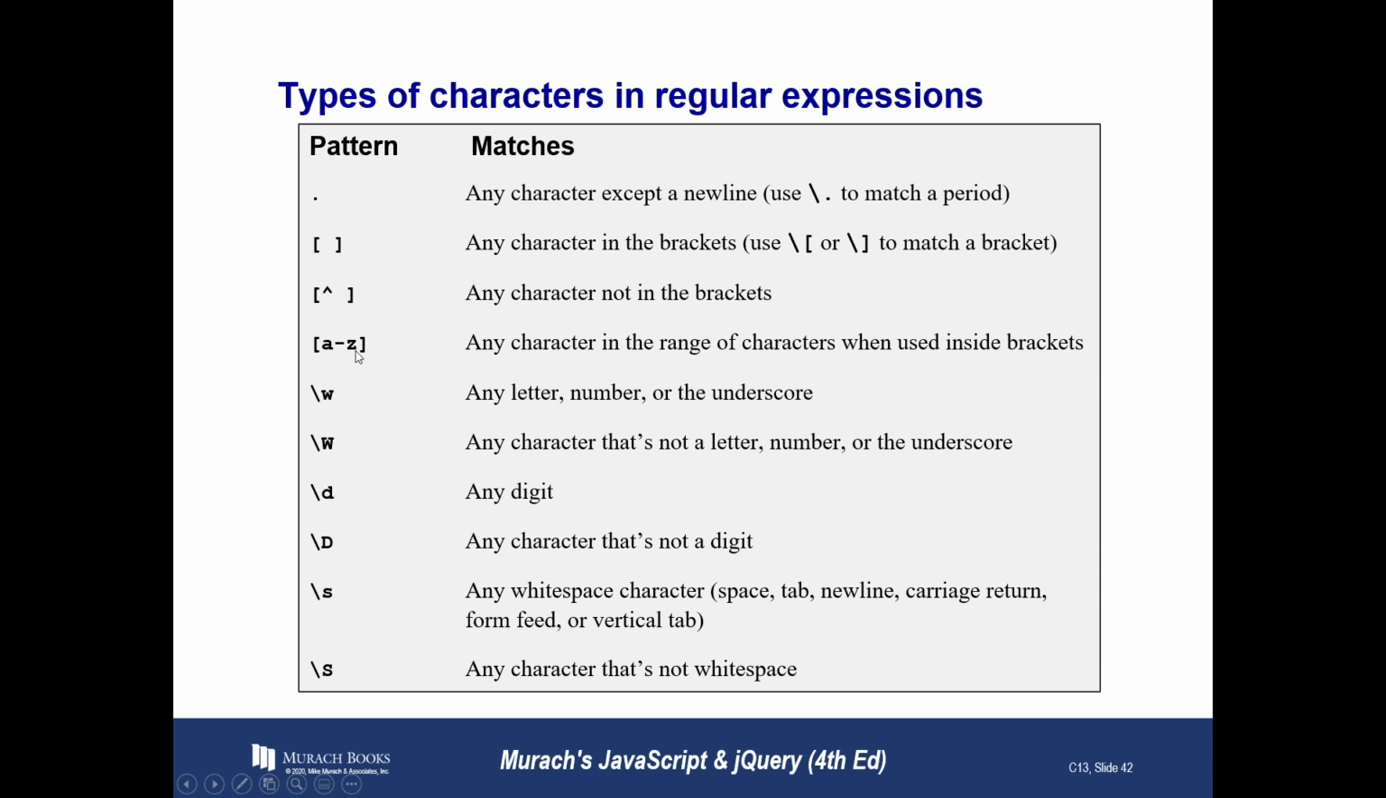When we have something like this, it means a range of characters. So anything from A to Z will be matched. The small w means a letter, a number, or an underscore. A capital W is a character that's not a letter, number, or underscore. D is for the digit. Capital D is anything that is not a digit. S is for white space, and capital S is anything that is not white space.